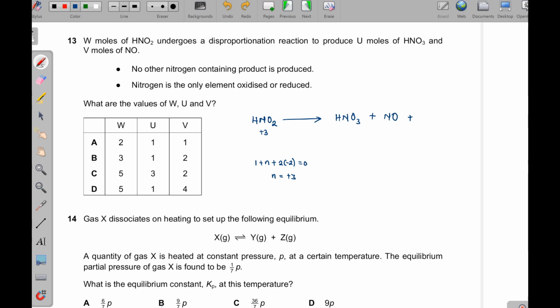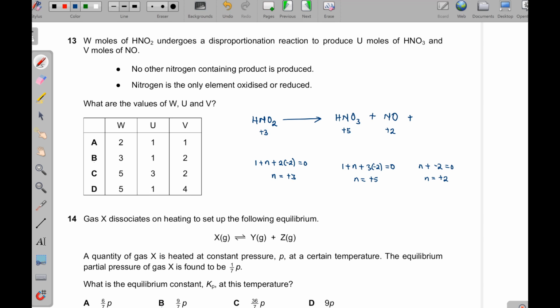Then let's get this one here, +1 for hydrogen. Then we are looking for the one of nitrogen, and then 3 times -2 for oxygen. Then this one is equal to 0. This is -6, then +1, that is -5. That means when that one crosses, it becomes +5. That means the oxidation state of nitrogen here is +5. Then this one here, we have N, then this is -2, equal to 0. That means N is going to be equal to +2. So here we have +2.